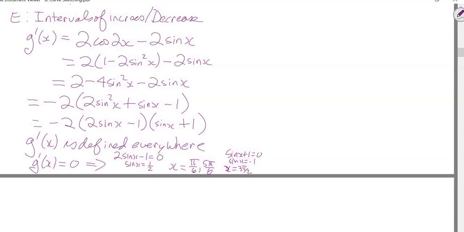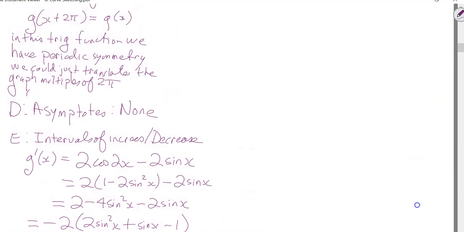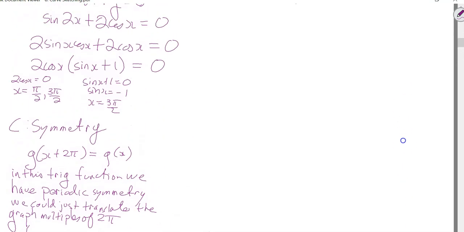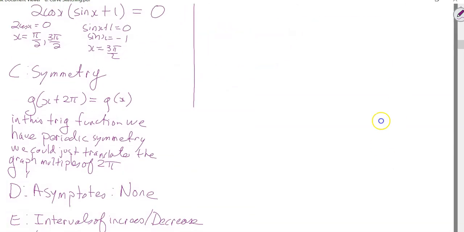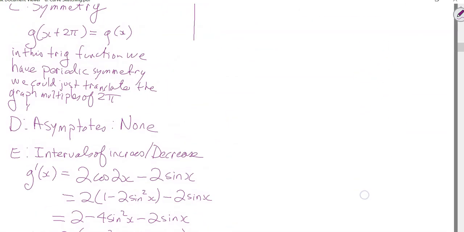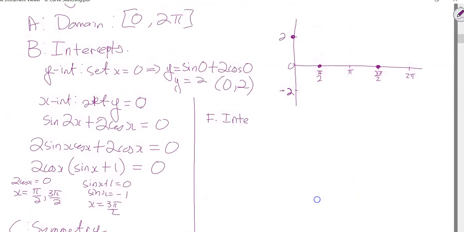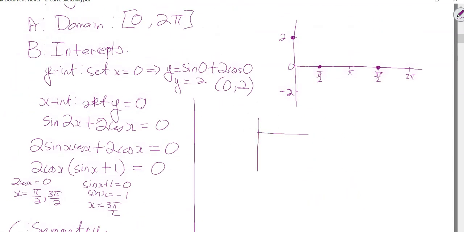All right, well, let's scooch back up to the top. Oh wait, we didn't say it. Oh no, we haven't done the intervals yet. Sorry, we're not on F. We're still on E. It's going to start at 0 and end at 2 pi. And what do we have? Pi by 6, 5 pi by 6, 3 pi by 2.